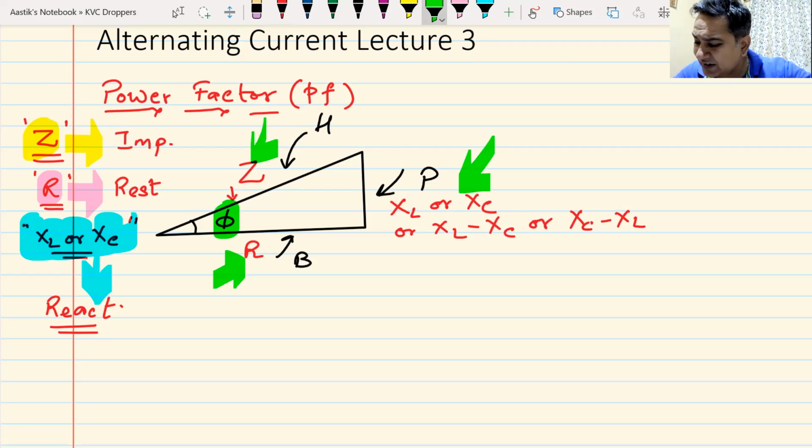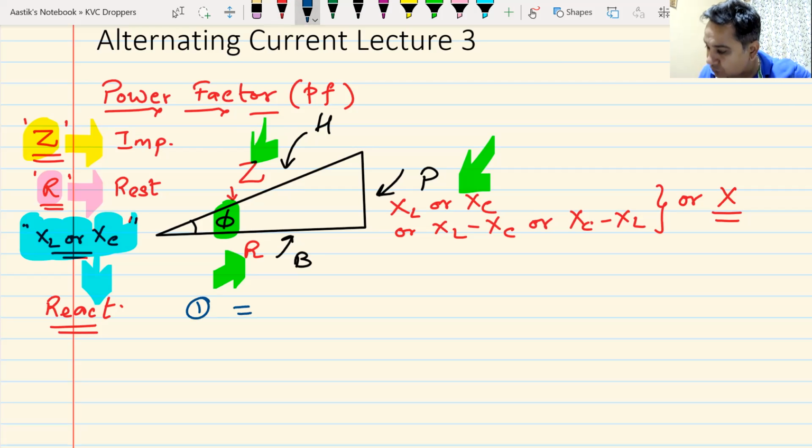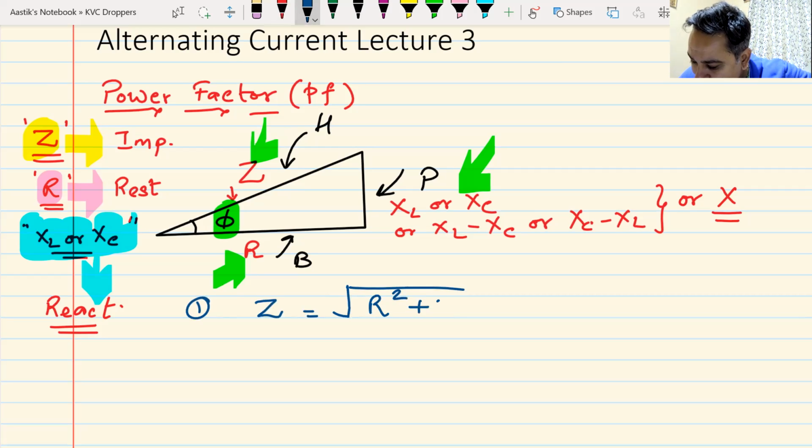Now, instead of calling it XL or XC, let us call all these combined terms X, so that we can use this for XL, for XC, for XL minus XC or XC minus XL. Now from here, I can find the relations between these three. The first of these relations is Z equals the square root of R squared plus X squared.